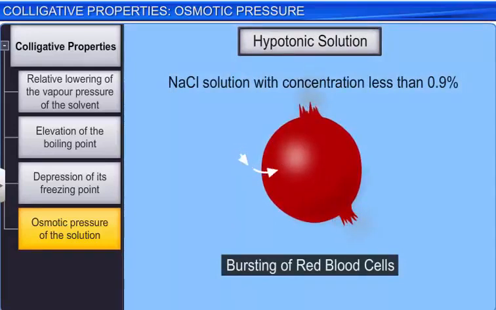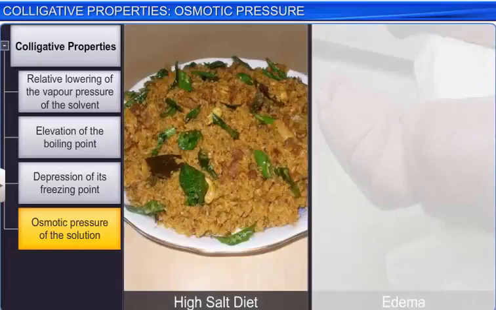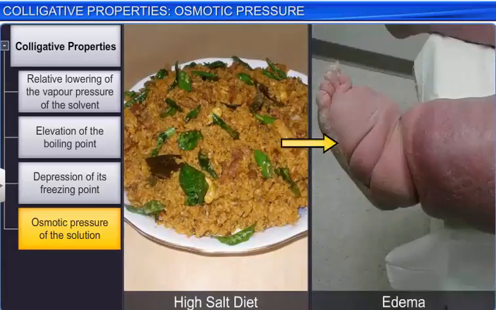It is important to note that a high intake of salt in the diet can lead to a higher concentration of fluids in the body tissues because of osmosis. This will result in swelling and puffiness of body parts, which is known as edema.